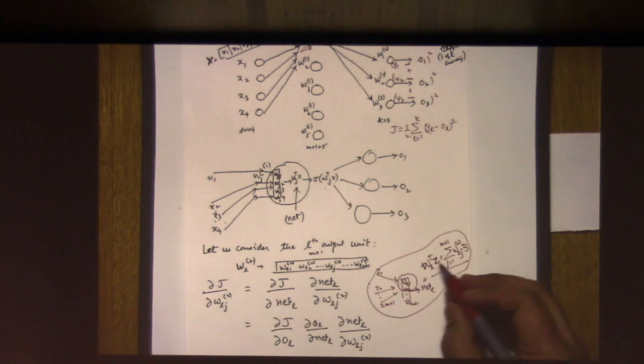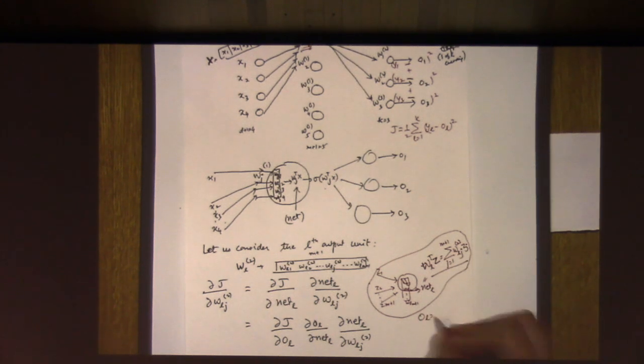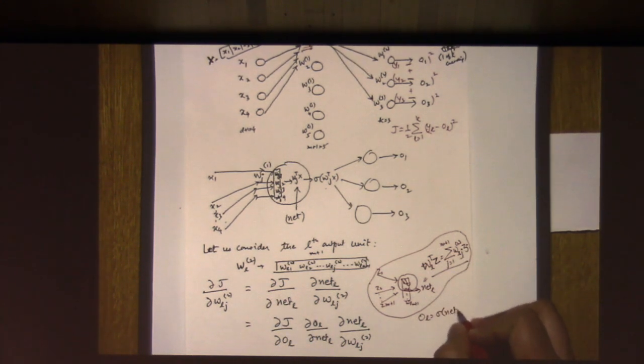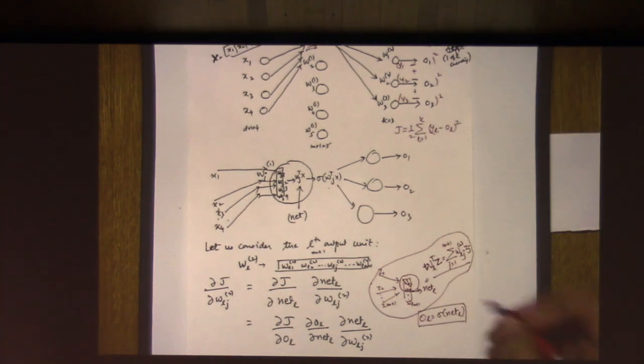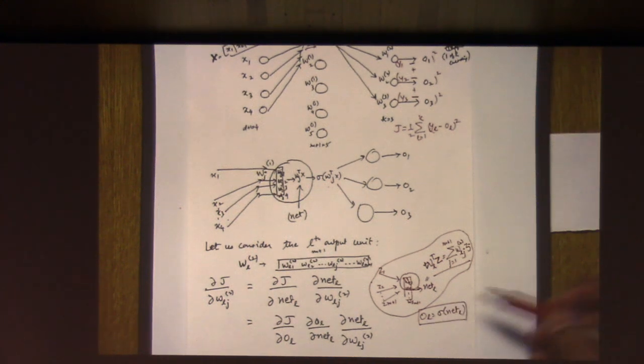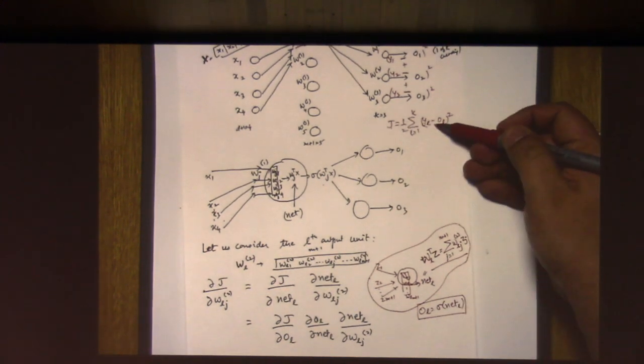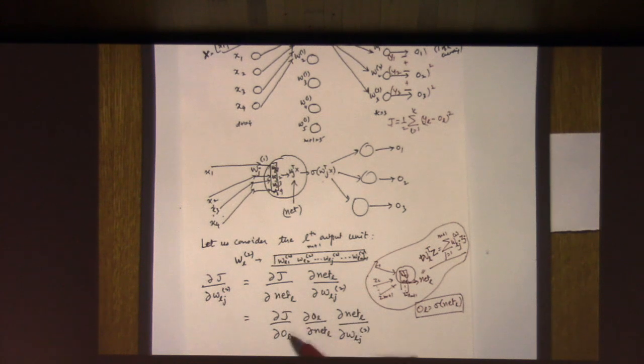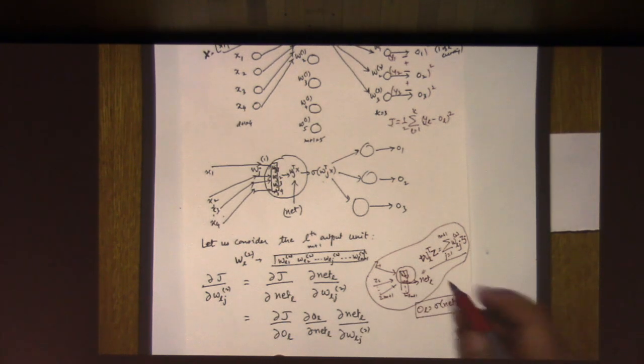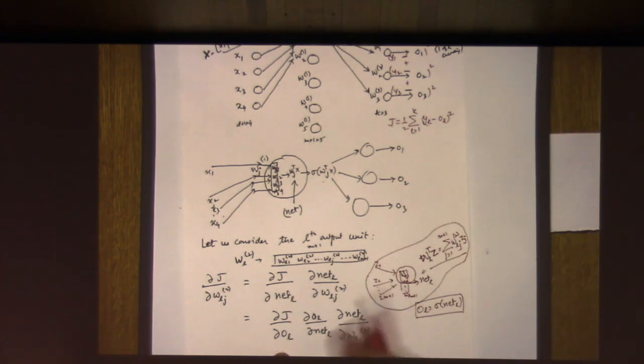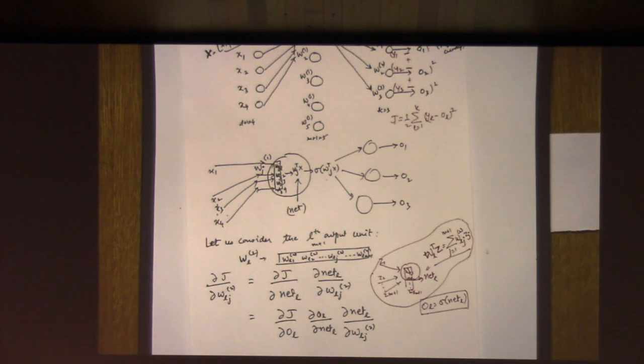And then we compute the output: O of L is essentially the sigmoid of net of L, right? That's the output. So what I have done is, because O of L is directly connected to J, I first compute the derivative of J with respect to O of L, then compute the derivative of O of L with respect to net of L, and then compute the derivative of net of L with respect to this, just to make it directly related. So that is sort of a simple setting.